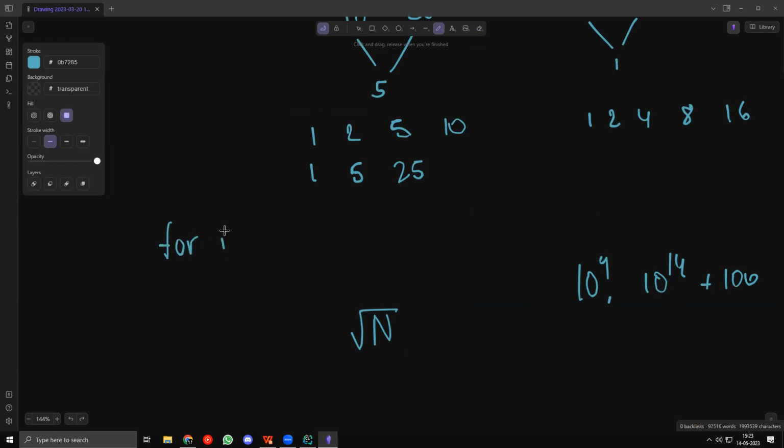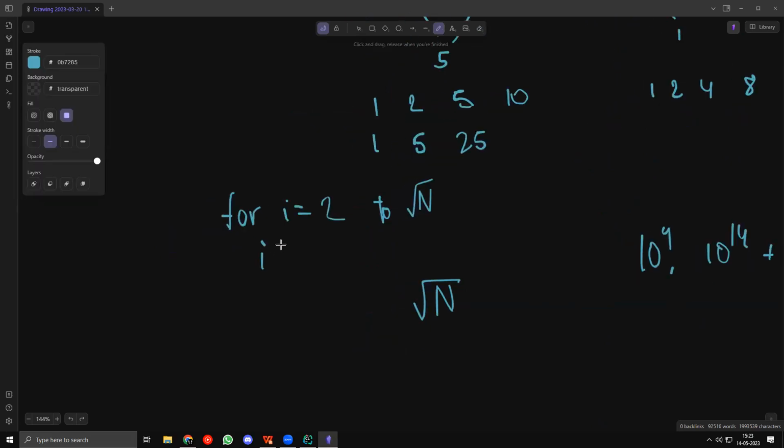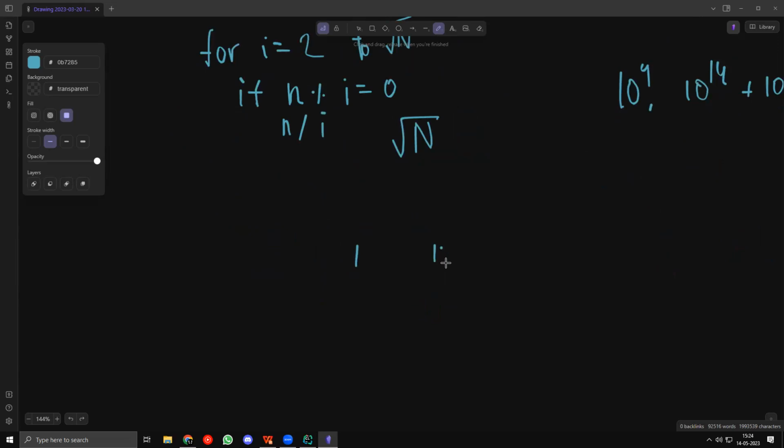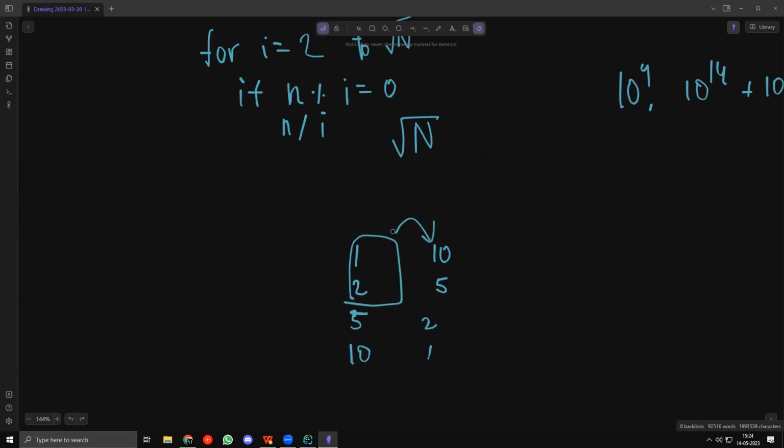So I'll go for i equal to 2 to the square root, and then I'll say if n modulo i is equal to 0, then i is clearly a divisor, and n by i is also a divisor. Like we discussed this again. If you have, let's say 110, if you want to find all the factors, it would be 110, 2, 5, and then 5, 2, and then 10, 1, right? So you'll just go till the square root and you'll find out the second pair from here.